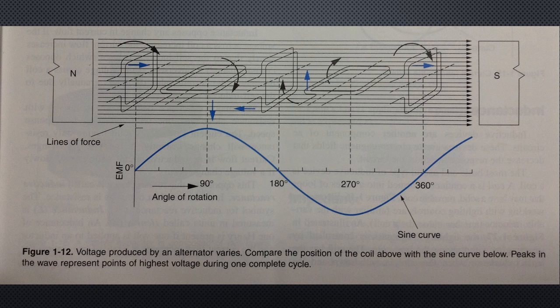The speed at which the generator is turned determines the frequency of the current. One complete turn is called a cycle, figure 1-12. Frequency is measured with units of hertz, or Hz, which represent cycles per second. In the United States, the frequency of alternating current is 60 hertz.